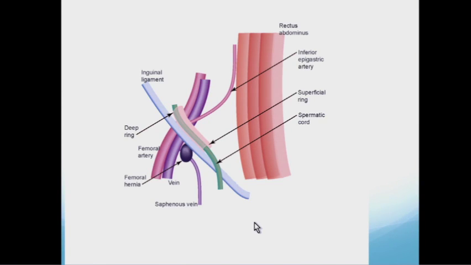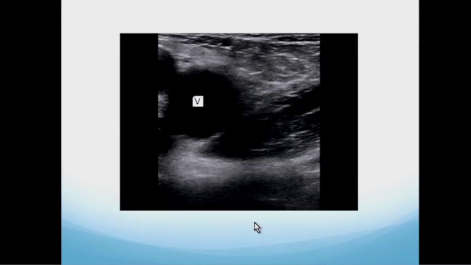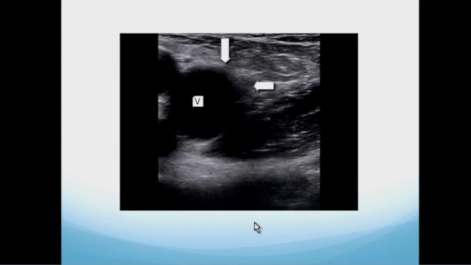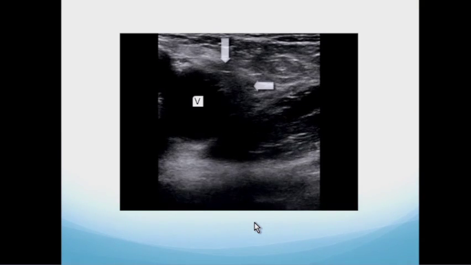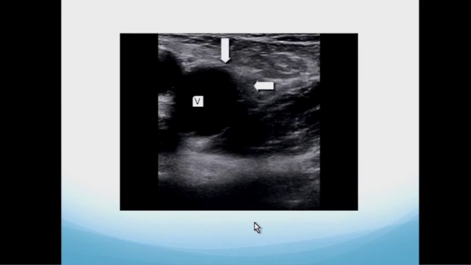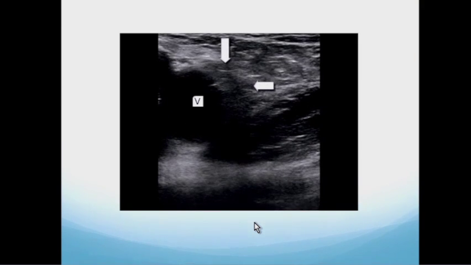The purple blob in this drawing is representing a femoral hernia sitting just below the inguinal ligament and may, as I say, project all the way down into the thigh. This is an example of a femoral hernia. The V marks the femoral vein. The arrows mark a very small, fatty femoral hernia. As the patient performs a Valsalva, this hernia projects down into the thigh.